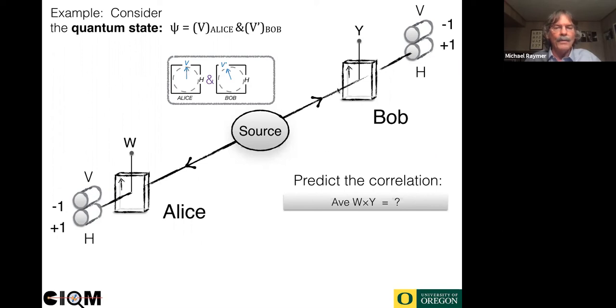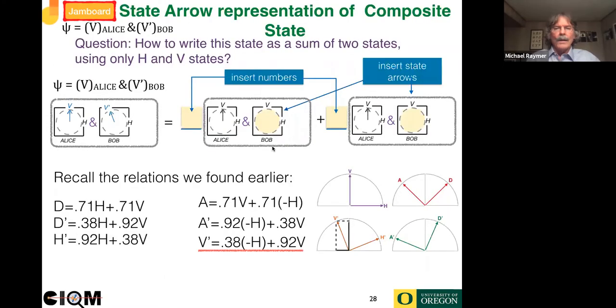Okay, but Bob's photon over here is in the V prime state, which is a superposition of H and V. So sometimes his detector is going to click minus, and sometimes it's going to detect as the plus. And what we're going to do is be able to predict the correlations here. Okay, so we're going to go to the Jamboard, but let me set it up for you first here. How to write this state as a sum of two states using only H and V states, because that's what Alice and Bob measure.